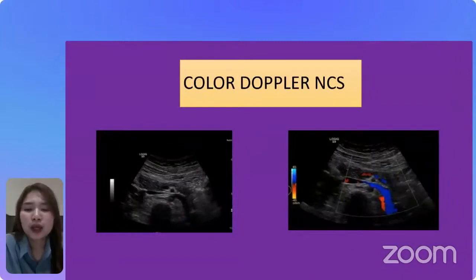Color Doppler NCS. If we utilize the Doppler technique in ultrasound, we can also specifically determine that there is a compression, because as we can see here, there is a dilatation in the left renal vein in its latter part.